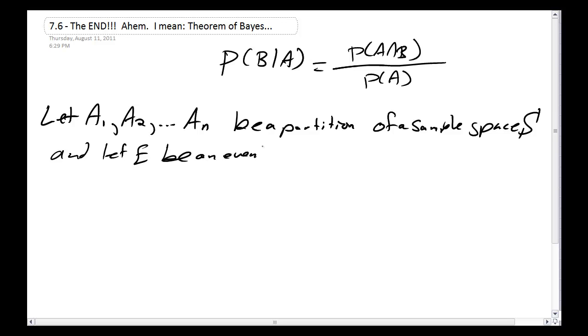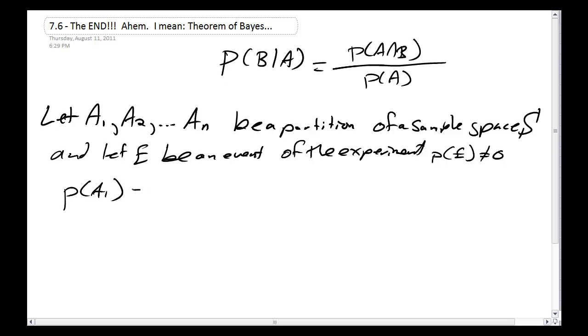So E is an event of the experiment, and in particular, the probability of E has to not be 0, so it has to be positive. Also, the probability of any one of the partitions happening also needs to not be 0. So my partitions need to actually occur. They have to be a possibility. My event that I'm talking about has to be a possibility.